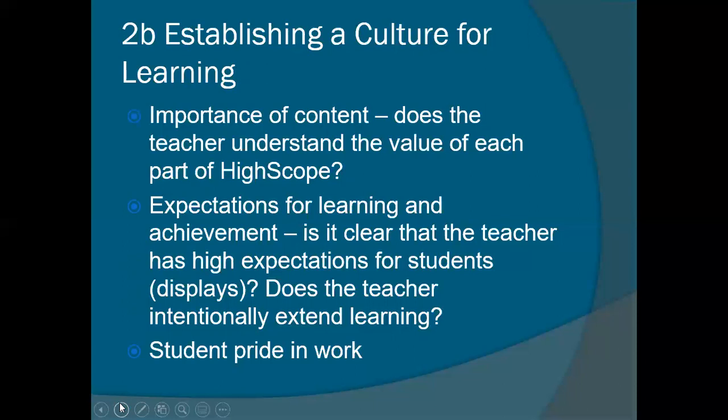And the last thing it looks at is student pride in work. Are students excited about what they're doing? Do they want to show the adults in the room? Do they want to share their work with their peers? So this is another item.